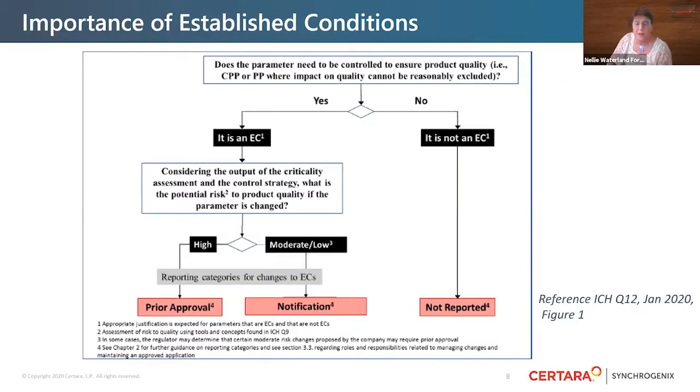So this is a new slide that you don't have in your slide deck. This is from ICH Q12, figure 1, and it shows a little bit about what you need to do, the decision trees that you make when you have a post-approval change. And so you're going to first ask, is it an established condition in my filing, or is it not? And if it's not an established condition, then you don't need to update it. If it is, then you do need to update it, and you have to make the decision about whether it's going to be prior approval or just require notification.